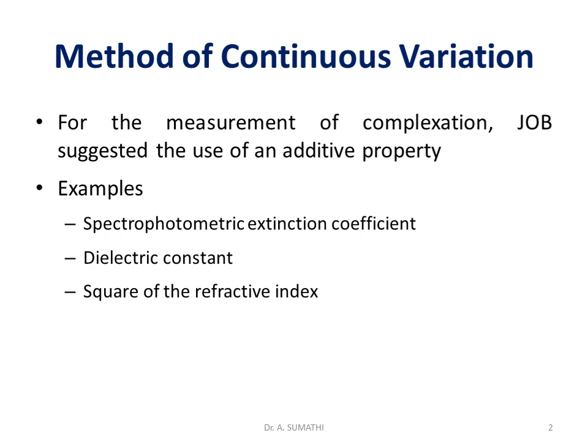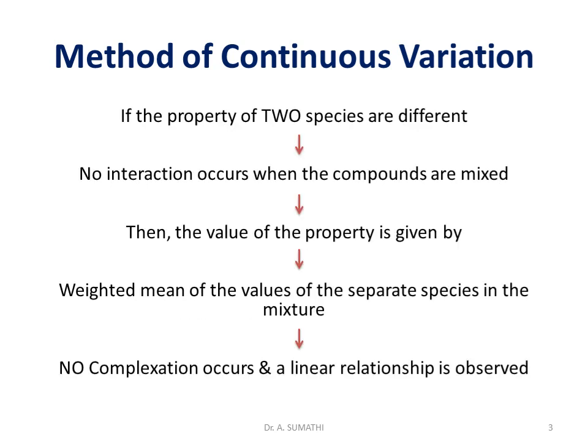This method was suggested by the scientist Job. Job suggested this method for the measurement of complexation by using the additive property. So what is the basic principle we are going to use? Additive property. For example, we can utilize the values of spectrophotometric extinction coefficient, dielectric constant, and square of the refractive index. These are the various additive properties we can utilize to measure the complexation.